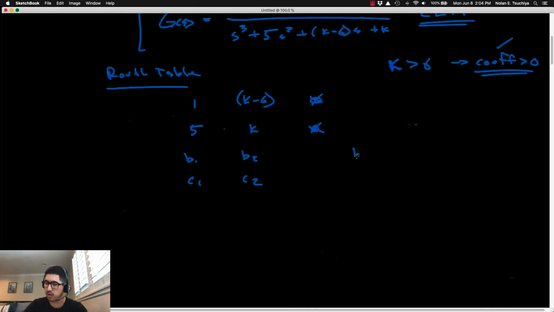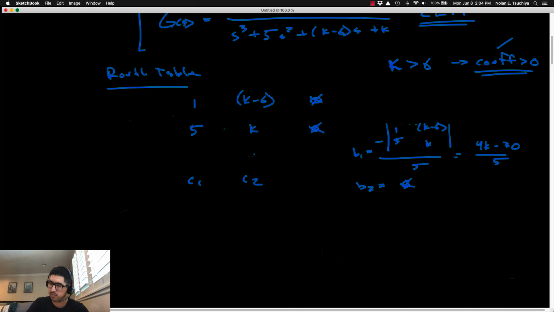So for B1, I've got minus the determinant of a 2 by 2 matrix, all divided by the first term in the row above it. This works out to be 4k minus 30 over 5. B2, I can see right away, is going to be a trivial 0 because the 2 by 2 matrix associated with B2 is 1, 5, and trivial 0, trivial 0. So B2 is trivial 0. B1 is 4k minus 30 over 5.